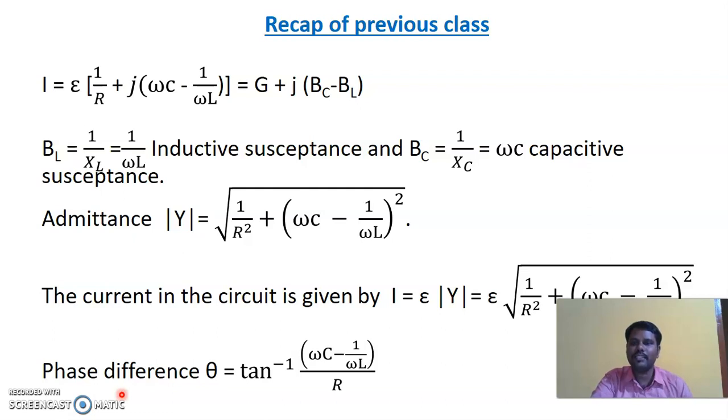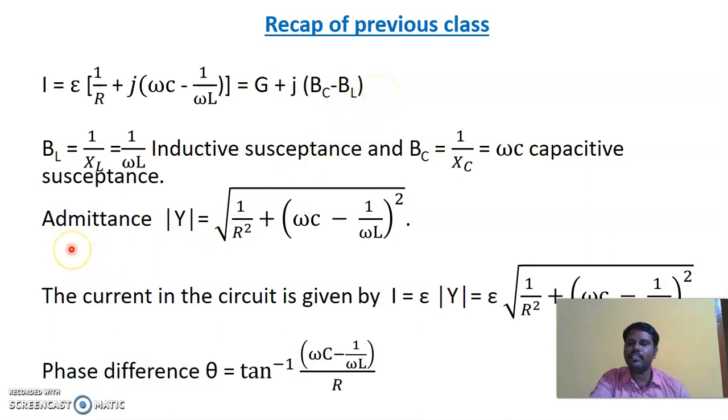In the last class, we have seen the LCR parallel circuit whose current is given as I is equal to epsilon into (1 over R plus j into (omega C minus 1 over omega L)). It's given as G plus j into (BC minus BL).